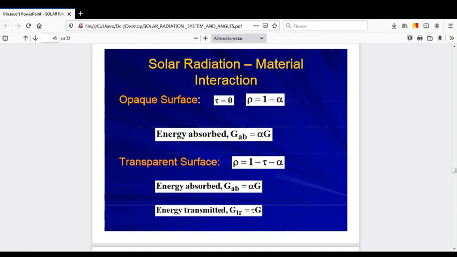So for an opaque surface, the value of tau is 0, and the value of rho is 1 minus tau minus alpha. Energy absorbed G_AB is equal to alpha G. Energy transmitted G_TR is equal to tau G.